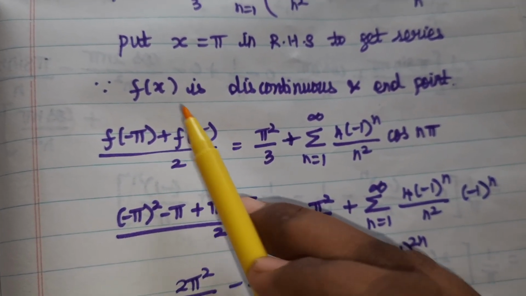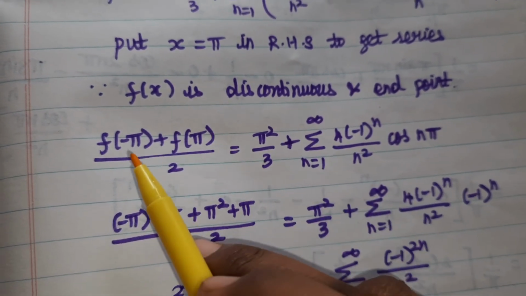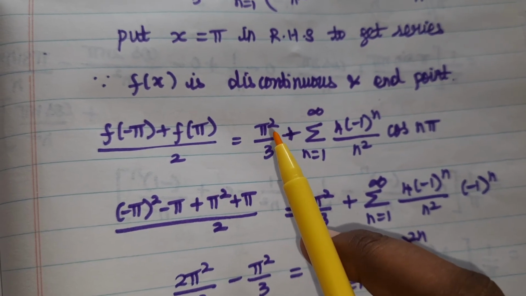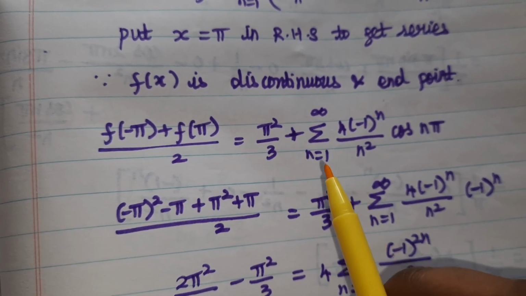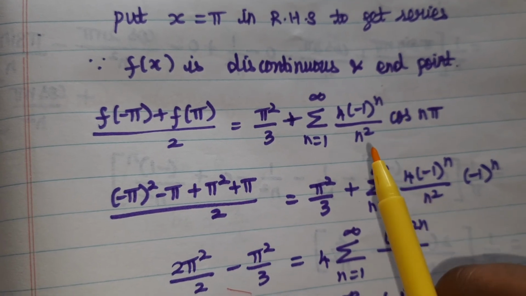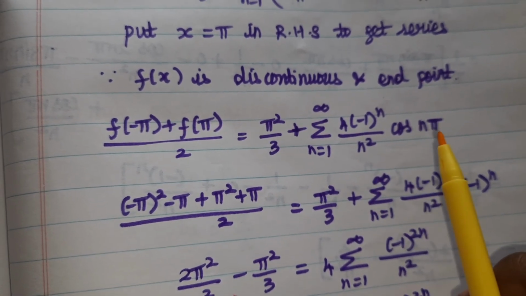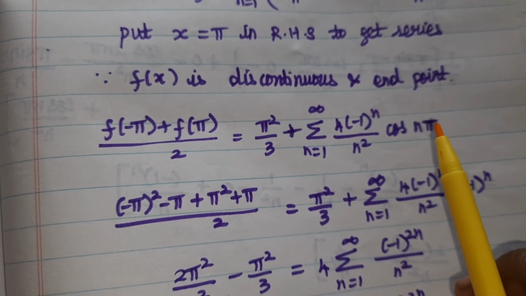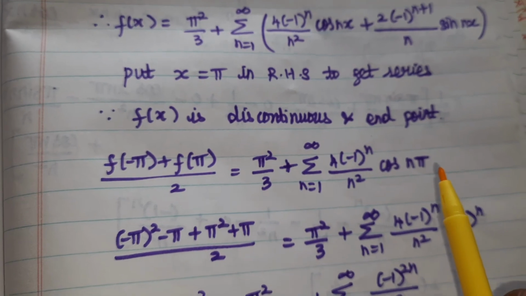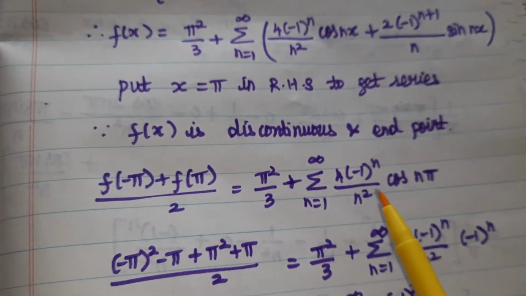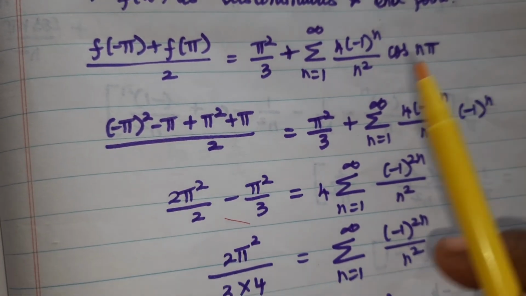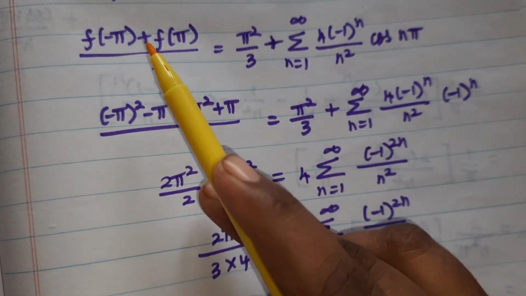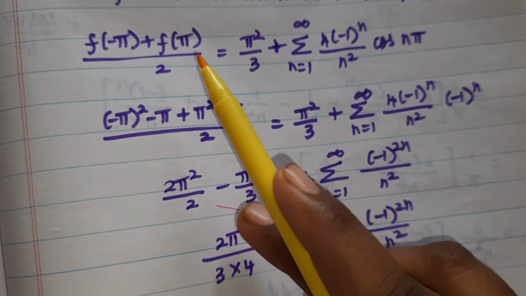And here the given f of x is discontinuous at the end point. Therefore we have to substitute f of minus pi plus f of pi divided by 2 equals pi square divided by 3 plus summation of n is equal to 1 to infinity of 4 into minus 1 the whole power n divided by n square into cos n pi. So substitute x is equal to pi. Here sin n pi is 0, therefore only the cos n pi term remains. So substitute the x square plus x term, x is equal to minus pi and x is equal to pi.